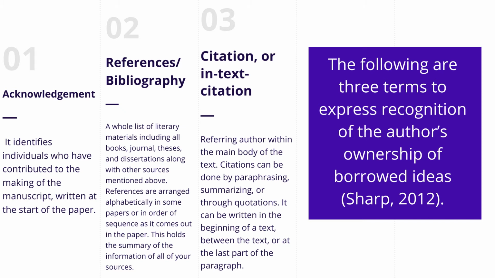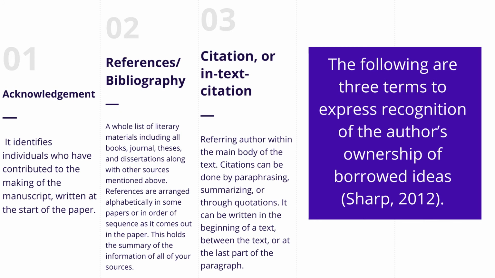First is acknowledgement. It identifies individuals who have contributed to the making of the manuscript, written at the start of the paper. Second, references or bibliography, a whole list of literary materials including all books, journals, theses, and dissertations along with other sources mentioned. References are arranged alphabetically in some papers or in order of sequence as it comes out in the paper. This holds the summary of the information of all of your sources.